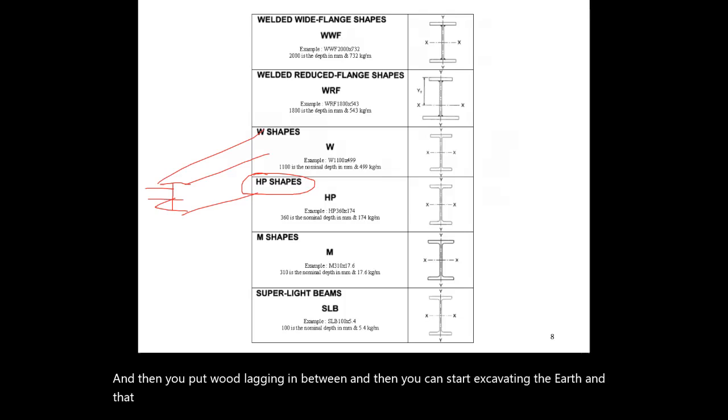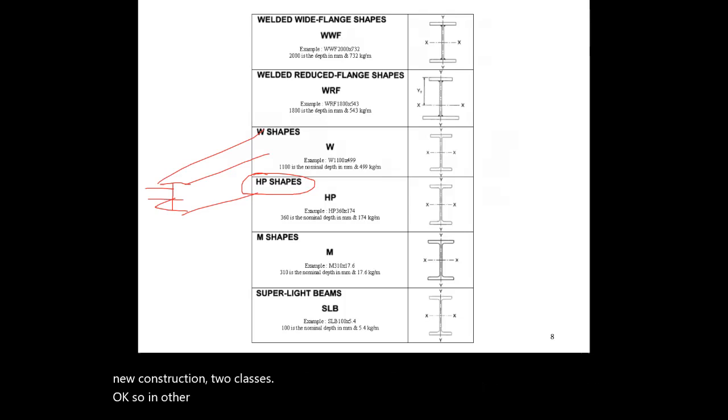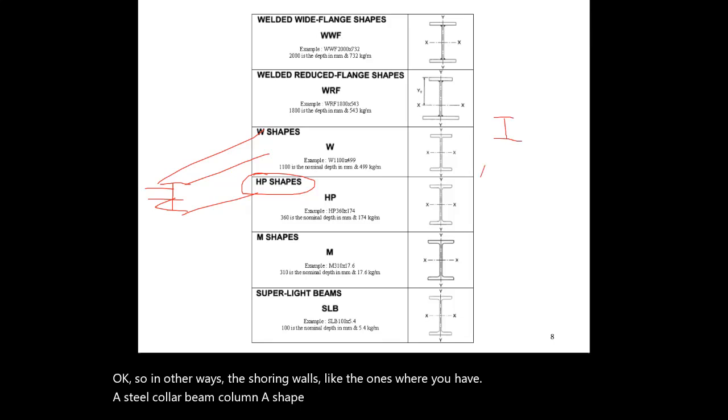You didn't cover retaining walls in your construction 1, construction 2 classes? We did. Yeah, we covered shoring walls. Okay, so in other words, the shoring walls, the ones where you have a steel beam, a column, a shape, and those get driven into the ground.